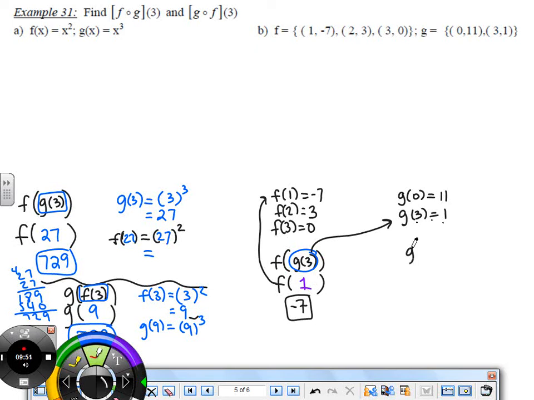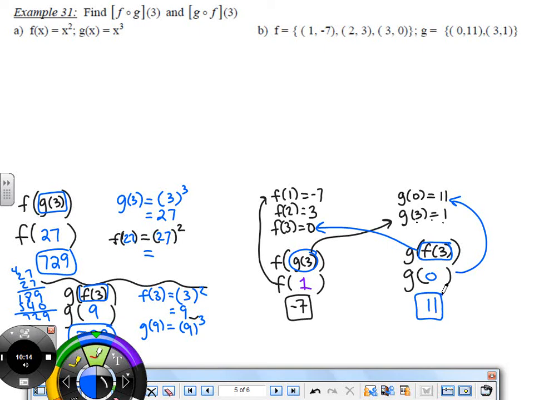The second problem is to calculate g of f of 3. Again, remember that means we're starting with f of 3. So take a look at what f of 3 is equal to, which is 0, which really means for us we're calculating g of 0. And then if we look at what g of 0 is here, that really means our answer is just 11. Okay.